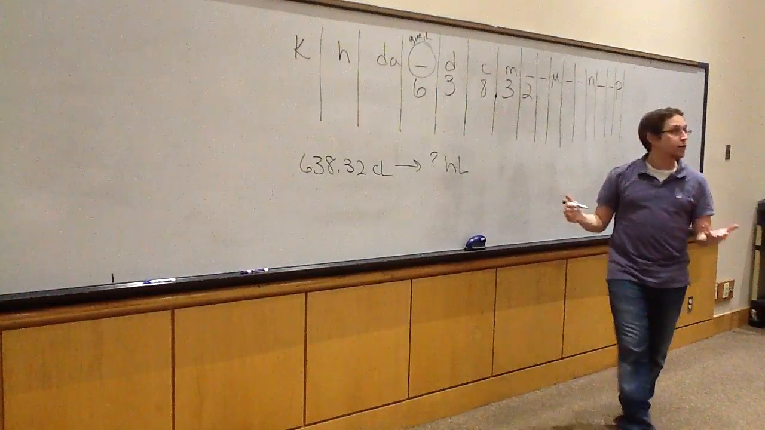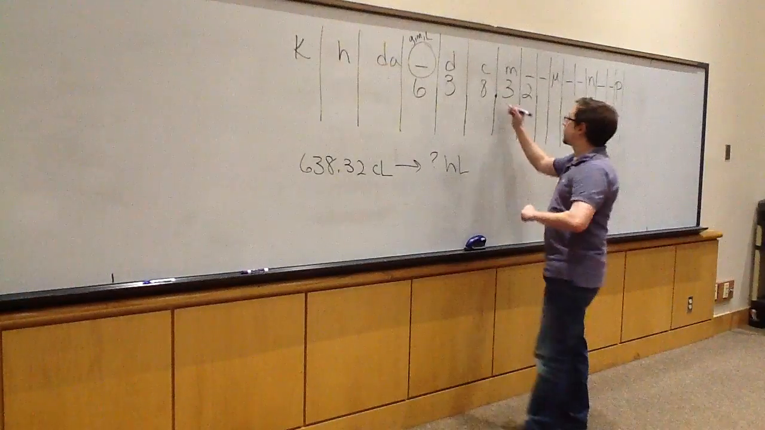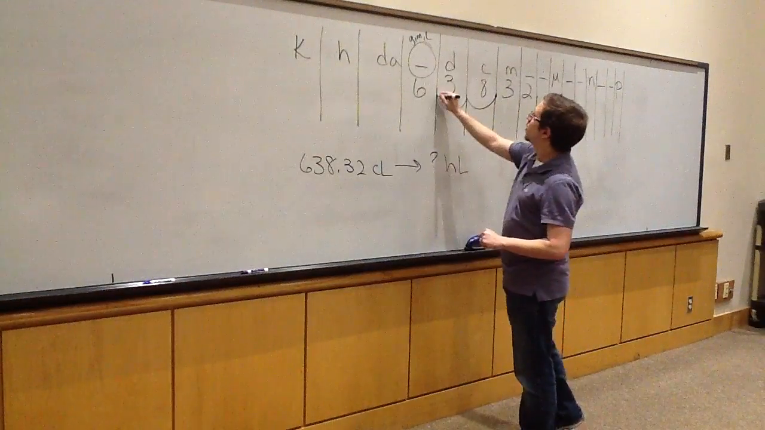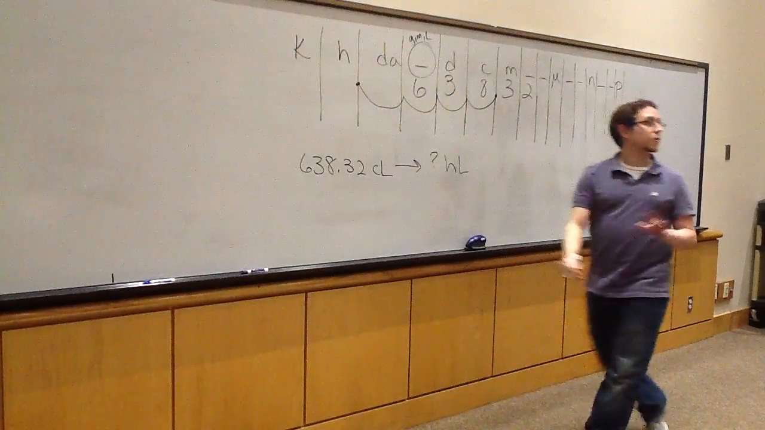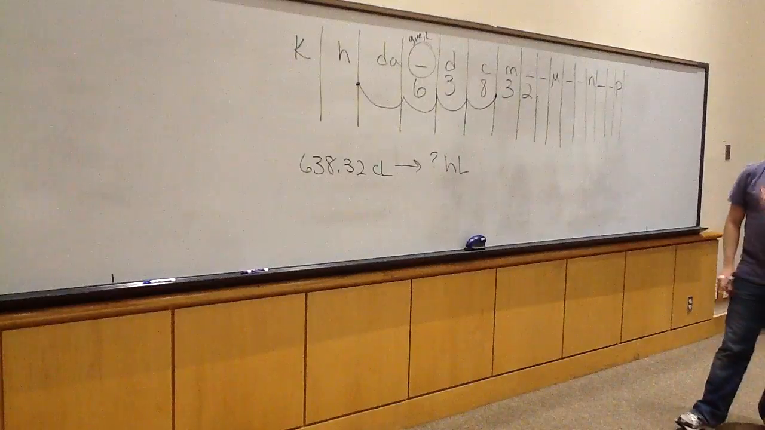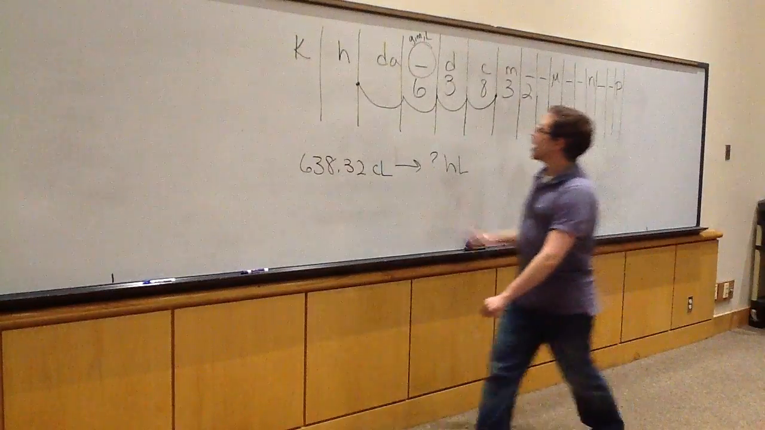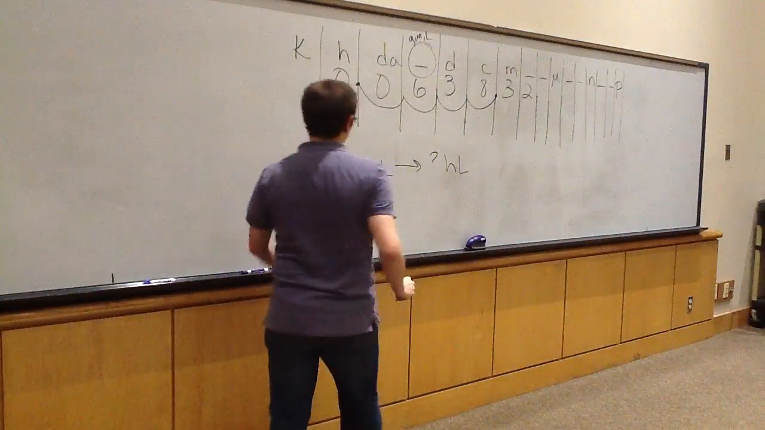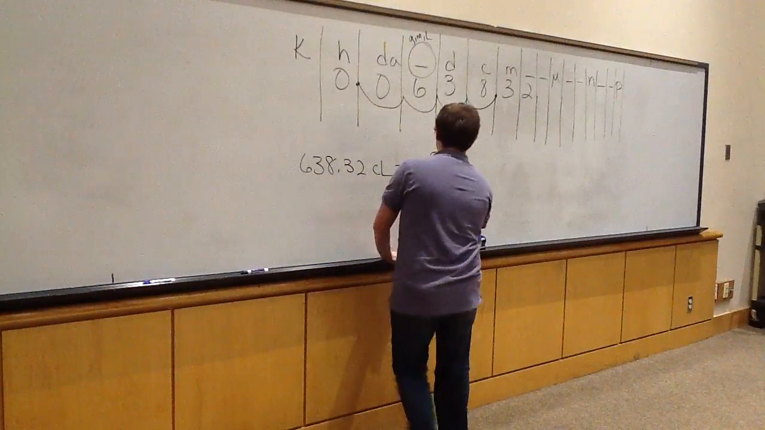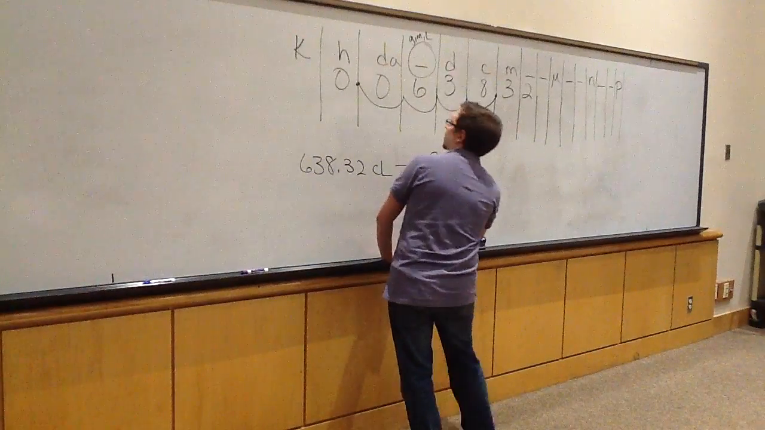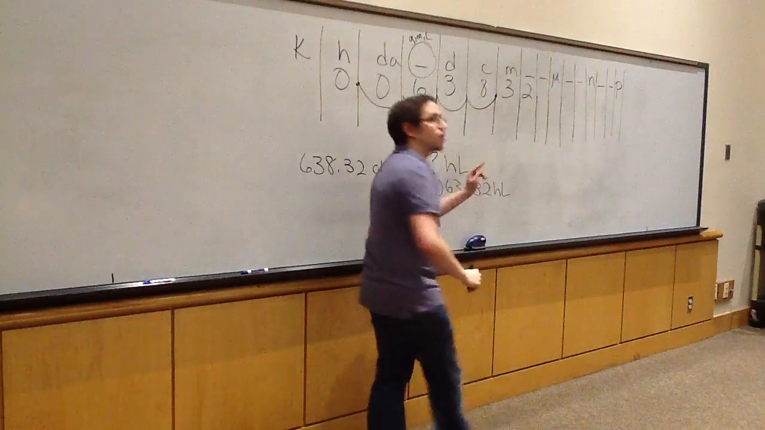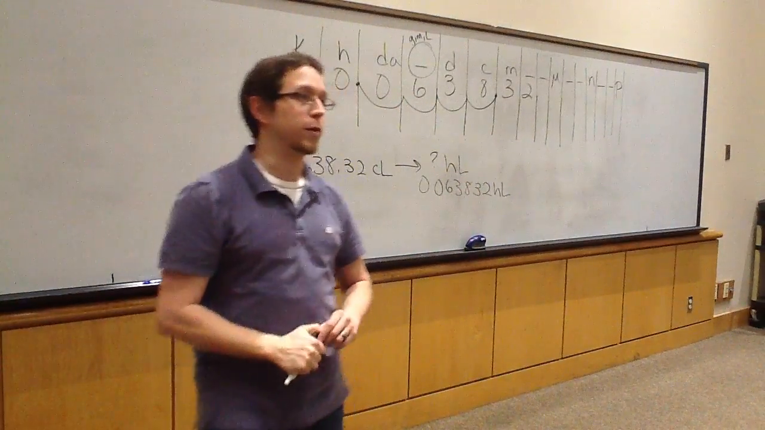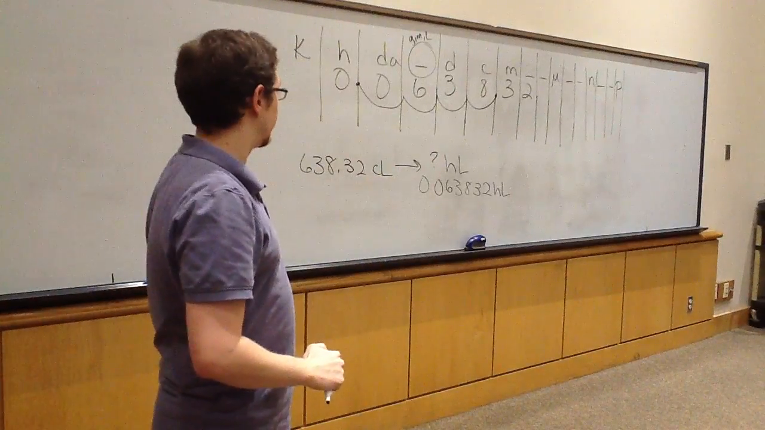All right, so now we're ready to move our decimal. And it's going to the left this time. So I'm going to keep moving it. And remember, you always stop on the line to the right of your final unit of measurement. So I stop to the right of hecto, and then I just fill in my zeros. So this gives me 0.063832 hectoliters. Again, notice I changed my units of measurement. They went from centi to hecto.